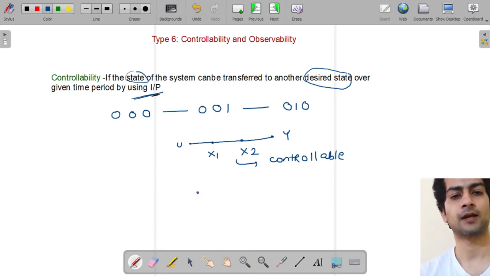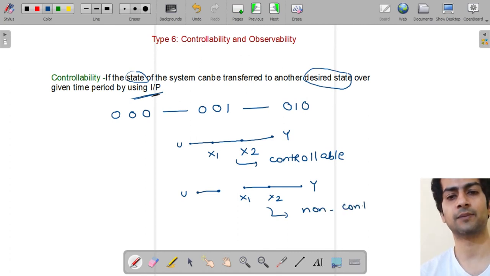Now suppose we have an SFG like this. Here we have input, here we have output, and here we have a state variable. Here the state variables are not connected with inputs, that is, the state variables are not driven by inputs. So we will call it non-controllable. So this is some basic concept of controllability. It is not so useful for the exam, because in exams they mainly ask questions, but still you should know it if you are studying this subject.